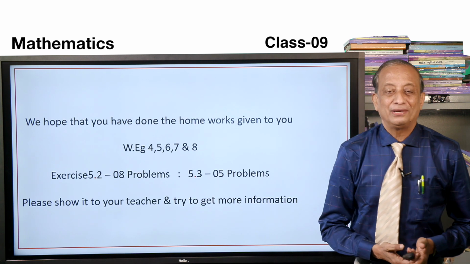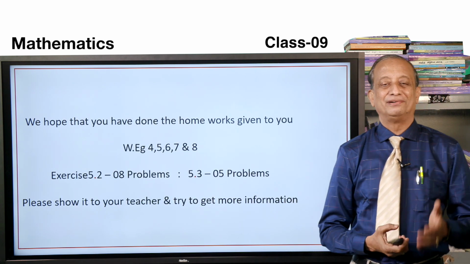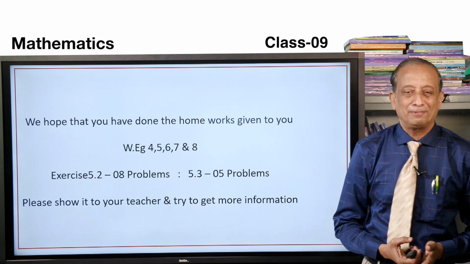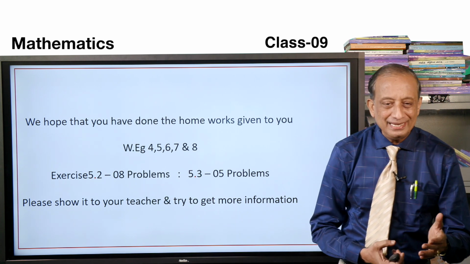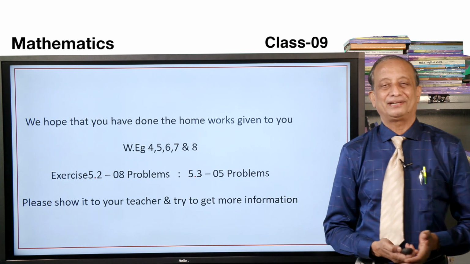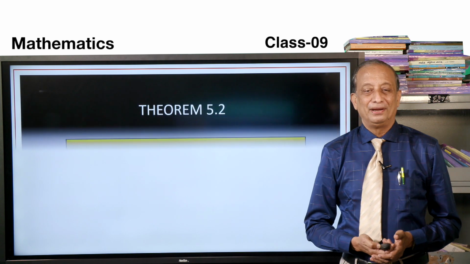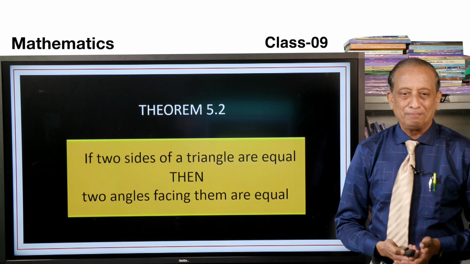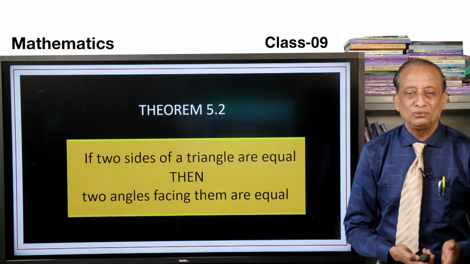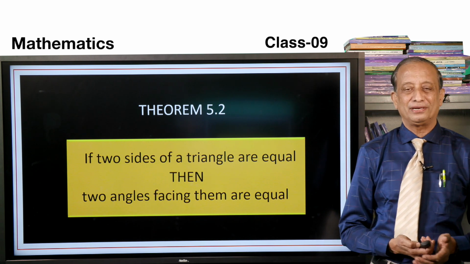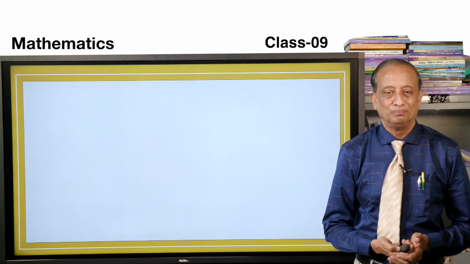We hope that you have done the homeworks given to you, worked example from 4 to 8, exercise 5.2 and 5.3. Please show it to your teacher and try to get more information regarding them. Now, we have also understood one important theorem, that is, if two sides of a triangle are equal, then two angles facing them are equal. This is theorem 5.2.